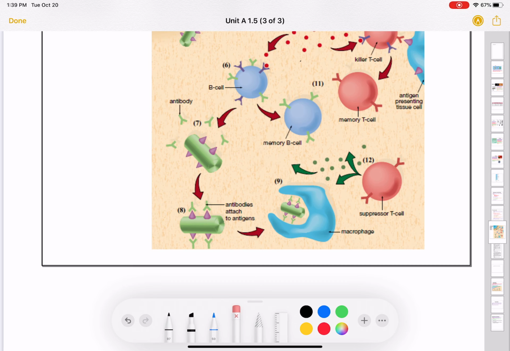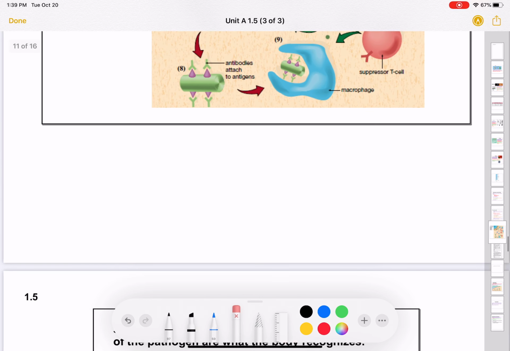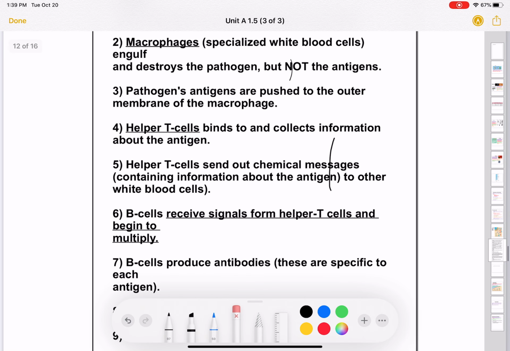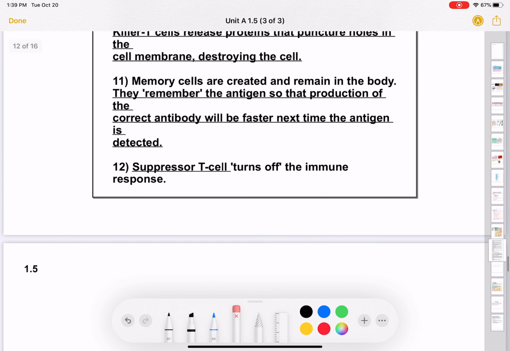And the suppressor T cell will be put into practice to let out a message to tell the body to stop responding. So then your body will stop creating so many white blood cells and you'll be okay. All right, so this is all right here. Sorry, I've got some writing on there, but this all goes with the picture.